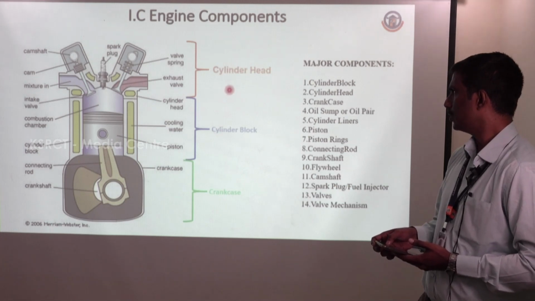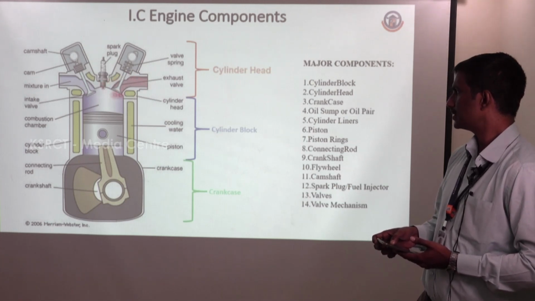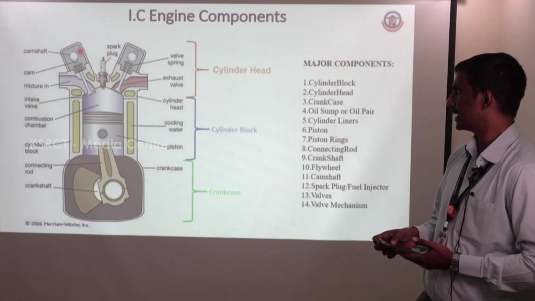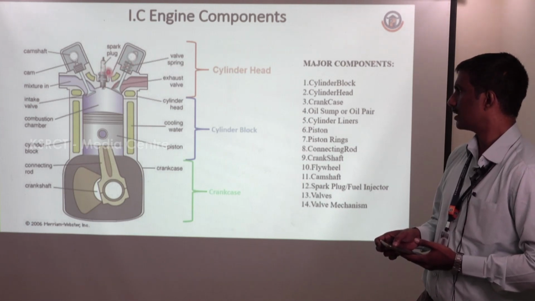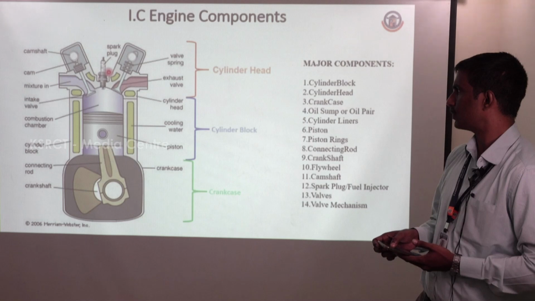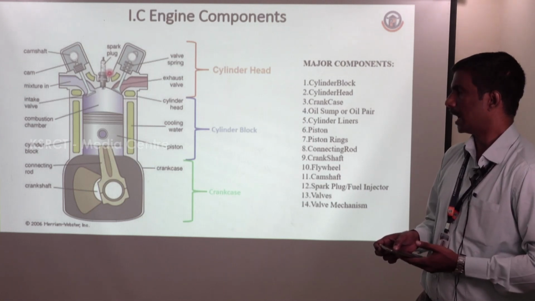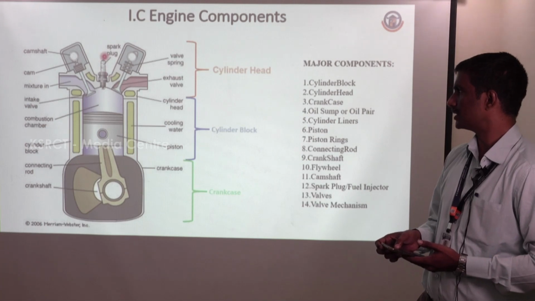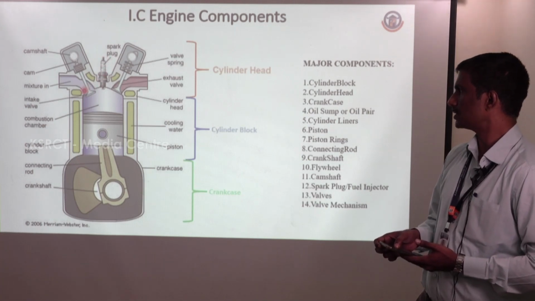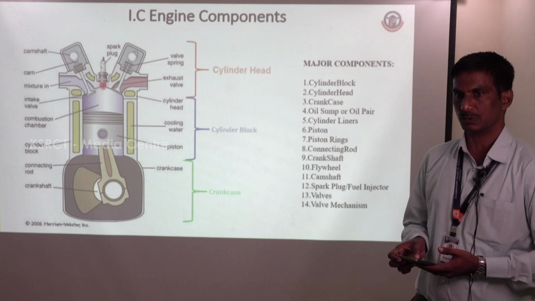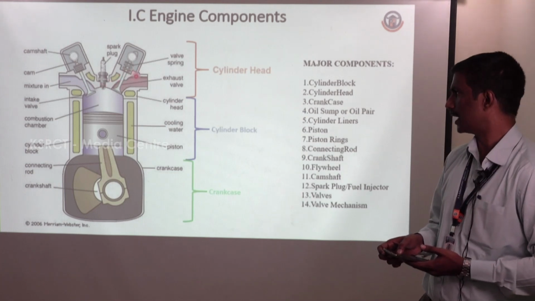On the cylinder head, you can see there is a valve. The valve is placed in the cylinder head, and the camshaft is placed in the cylinder head, and the spark plug is also placed in the cylinder head. Instead of a spark plug, the injector is placed in the cylinder head if it is a diesel engine. Otherwise, in a petrol engine, we have a spark plug. So these components are mounted in the cylinder head. You can clearly understand it.